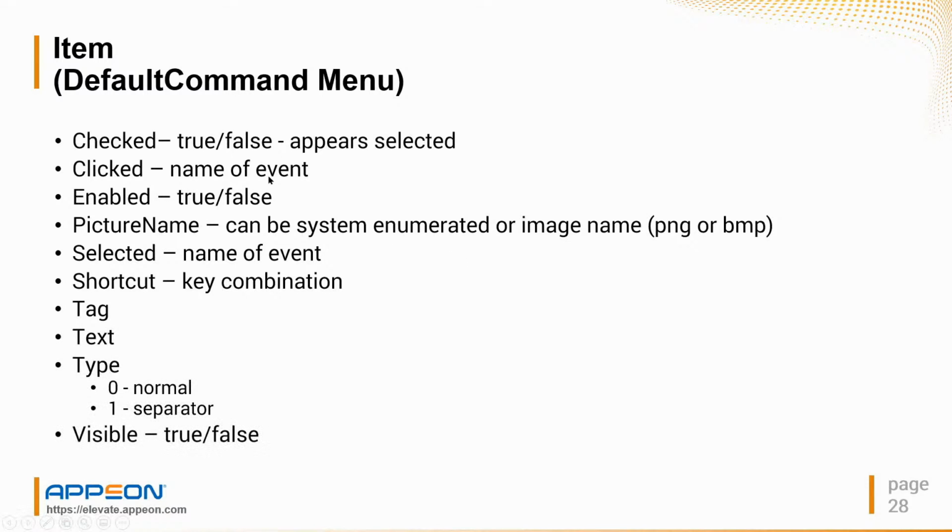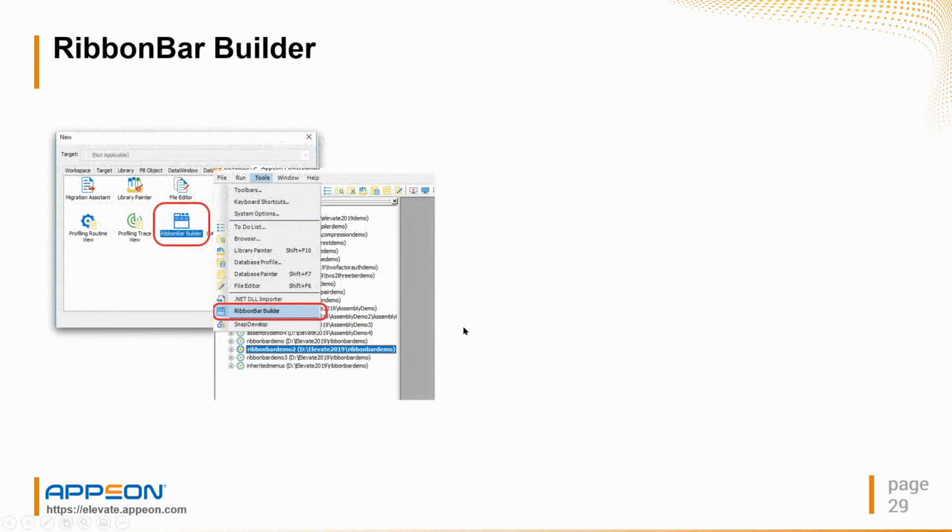So, it's very similar to the items that you have in, let's say, your menu item or your recent item. It has a clicked event, a selected event, enabled true/false, visible true/false, shortcut, tag, text. All that's pretty much the same. The type is very much the same as a normal item. It's got the normal and separator values. So pretty standard menu item there.